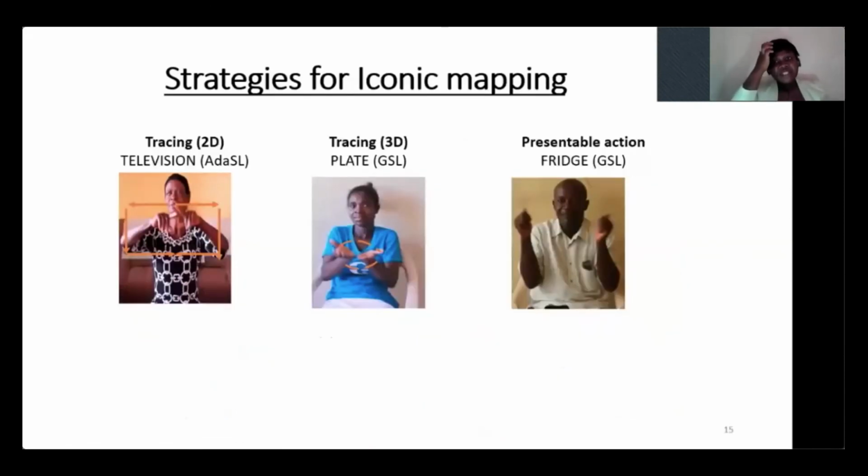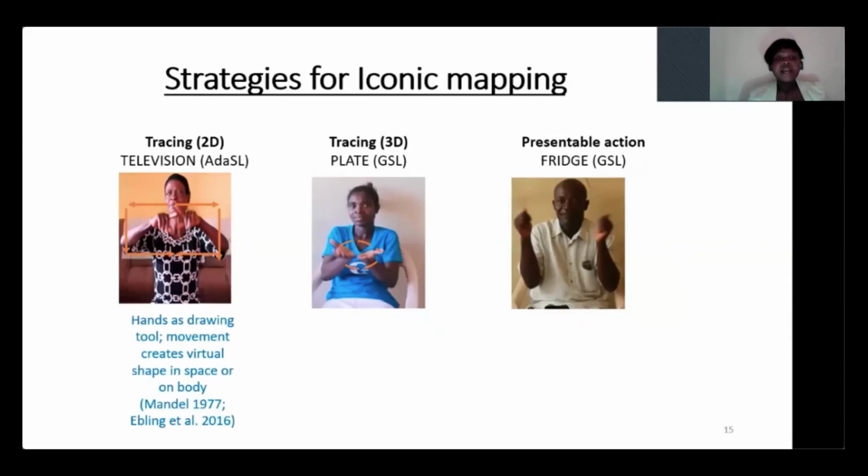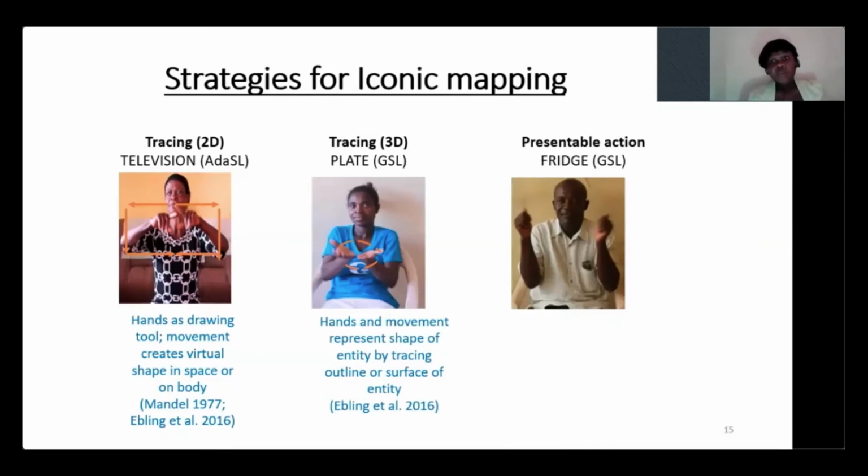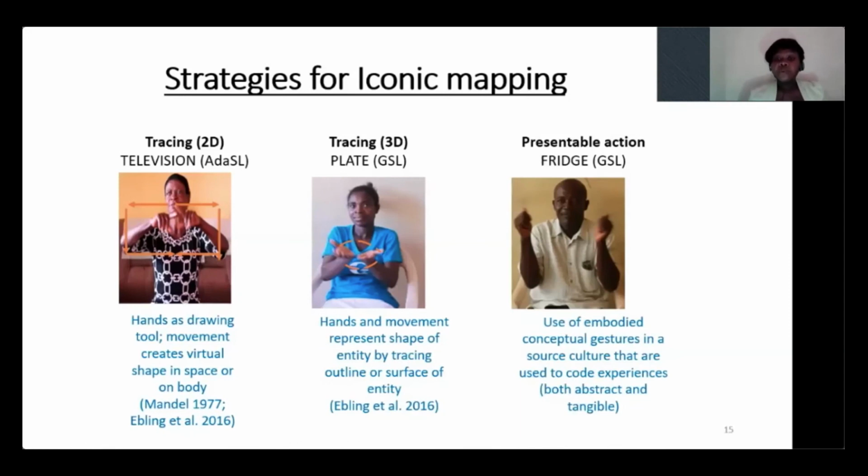And the tracing strategy could be classified into 2, but in this presentation, both will be presented as tracing. But I just wanted to show you that we have 2D type of tracing and 3D type of tracing. With the 2D, the hands act as drawing tools and the movements create visual shapes in space, like television. Or 3D, where the hand and the movement represent the shape of the entity by tracing the outline of the entity, like plate. Another strategy, which was developed specifically for this work, is presentable action, where we use embodied conceptual gestures in a source culture that are used to code both abstract and tangible experiences. So presentable action could also refer to metonymic relationships. An example is using cold to represent fridge. Cold is a network of association related to fridge because refrigerators produce cold.